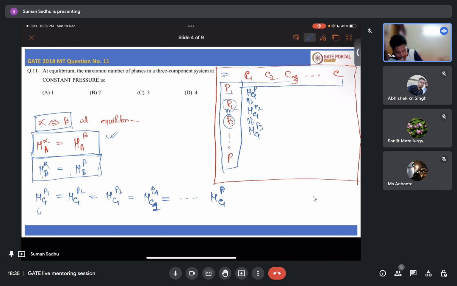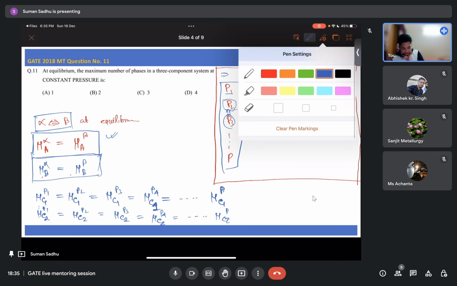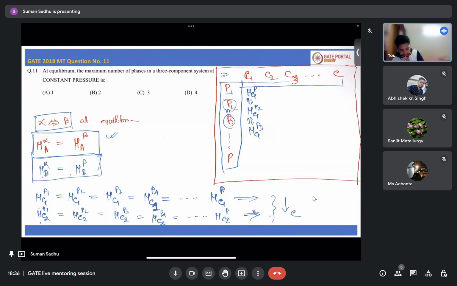Similarly for component 2 also you can write in a similar way. Mu of component 2 in phase 1 is equal to mu of component 2 in phase 2 is equal to mu of component 2 in phase 3 is equal to mu of component 2 in phase 4 is equal to mu of component 2 in phase P, right? So like this you can write a total of C number of equations, C number of relations, right? Total C number on this side because you have C components, C1, C2, C3, dot dot dot up to C.